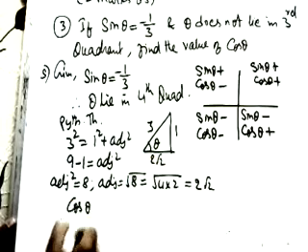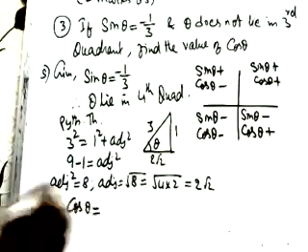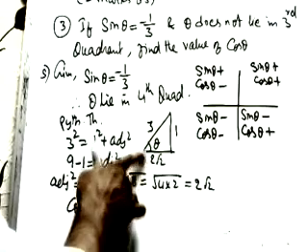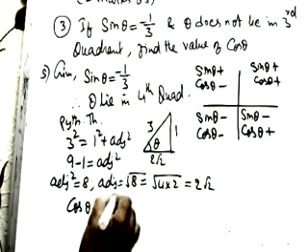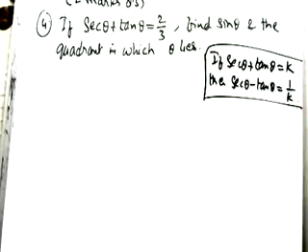So what is the question? We have to find cos theta. Cos theta in the fourth quadrant is positive, so we must take plus. Now what is the formula of cos theta? Adjacent by hypotenuse. So this will be 2 root 2 by 3.